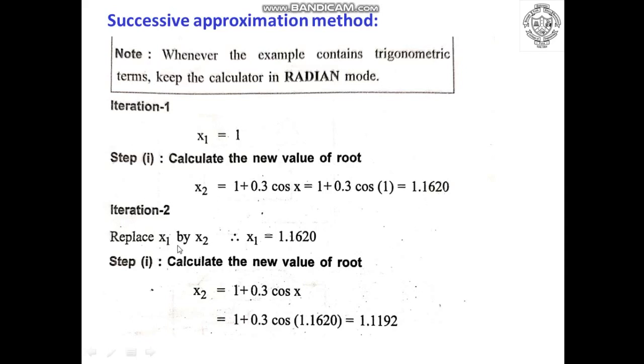Now I will replace x1 by x2. So now my x1 becomes 1.1620, and I will calculate the new value of the root. Again you have to consider the same formula, x2 = 1 + 0.3 cos x1. I will put the value of x1 here, so I get 1 + 0.3 cos 1.1620, and the answer is 1.1192.